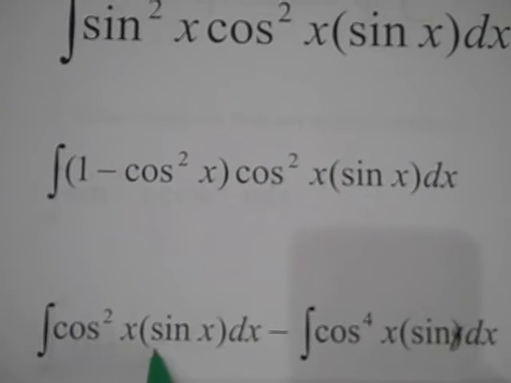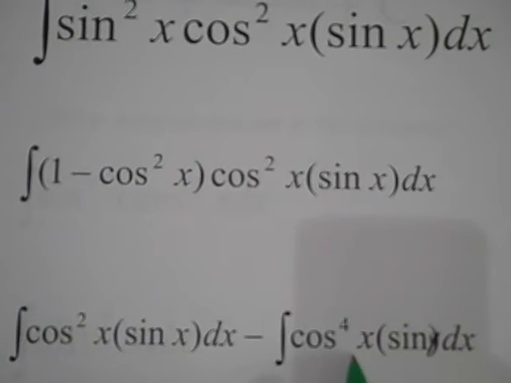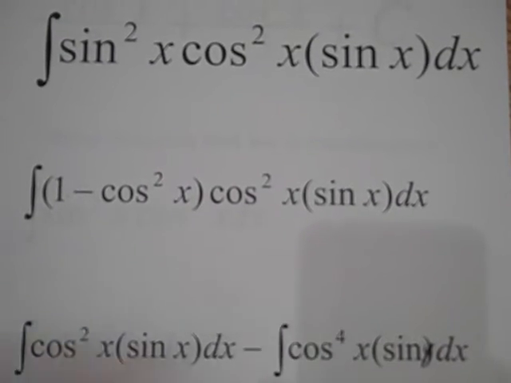Now, the reason this technique always works, everybody, is because now I have cosine to a power times sine, and this integral and this integral are both of the form u to the n du. Let's go to the next sheet.